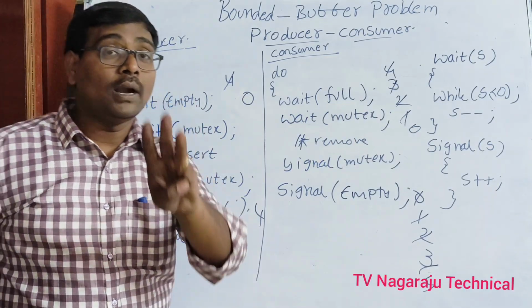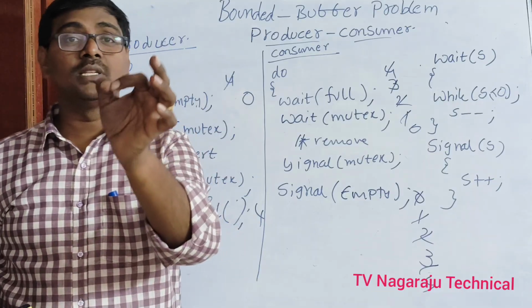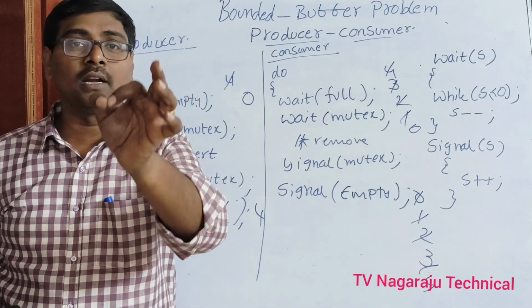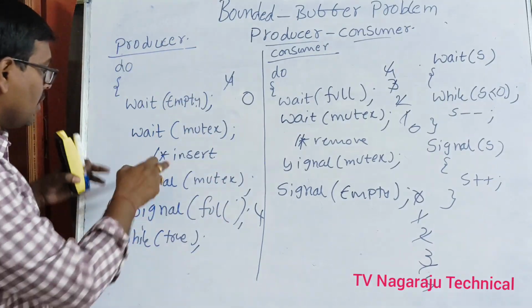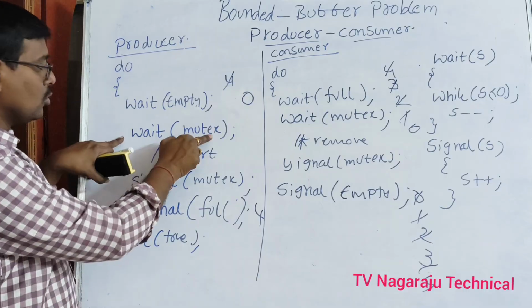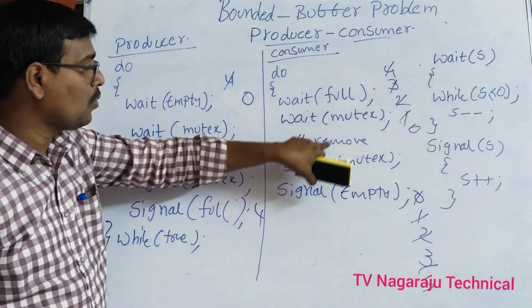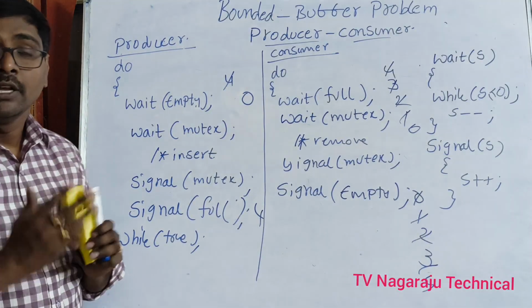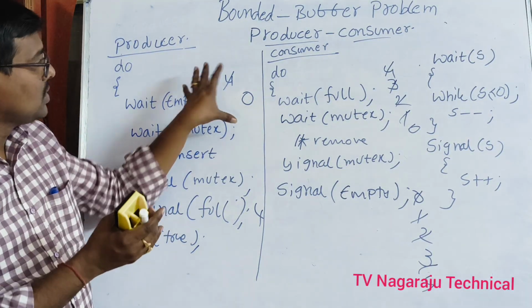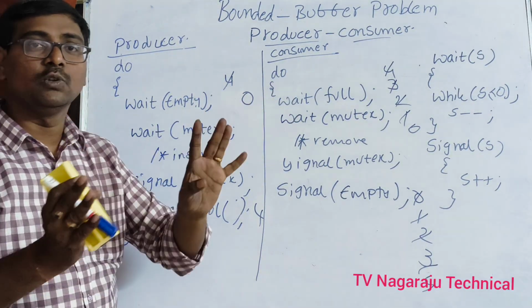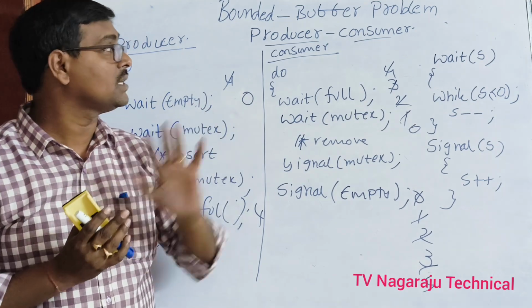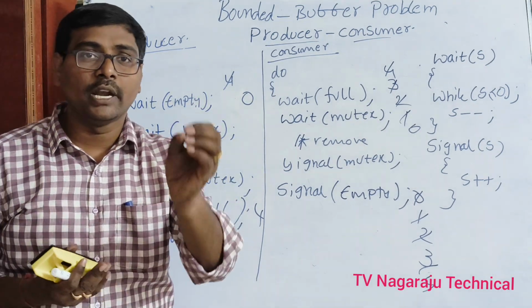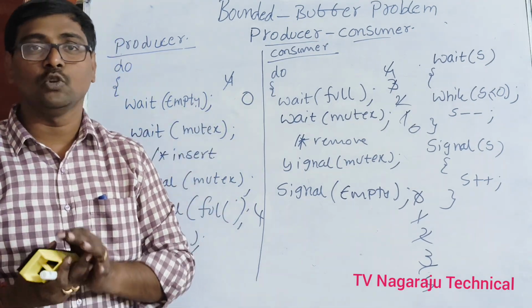Two problems done. What is the third problem? The producer and consumer are not allowed to use the buffer at the same time. Yes, if the producer wants to insert, use the mutex lock. If the consumer wants to remove, use the mutex lock, on both the consumer and the producer. So, 3 problems. By using these semaphores, I achieve the solutions to the 3 problems. This is the concept of the bounded buffer or producer consumer problem.